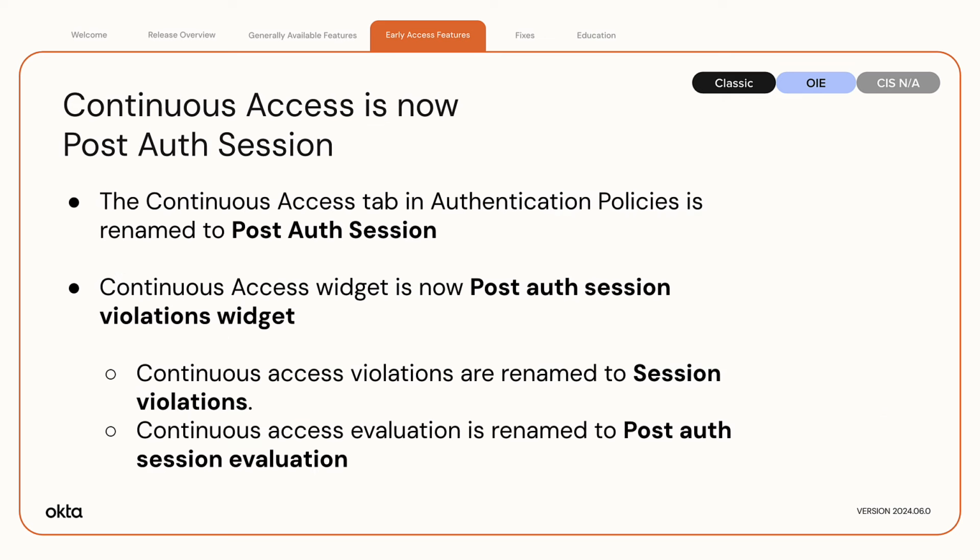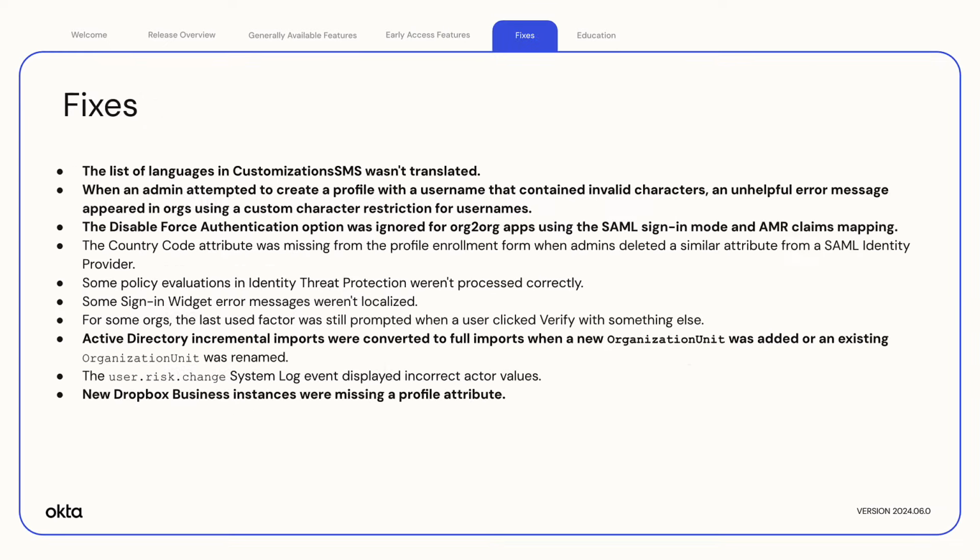The Continuous Access tab in Authentication Policies is renamed to Post-Auth Session, and Continuous Access widget is now Post-Auth Session Violations widget. The Continuous Access widget in the Identity Threat Protection dashboard is renamed to the Post-Auth Session Violations widget. Continuous Access Violations are renamed to Session Violations, and Continuous Access Evaluation is renamed to Post-Auth Session Evaluation.